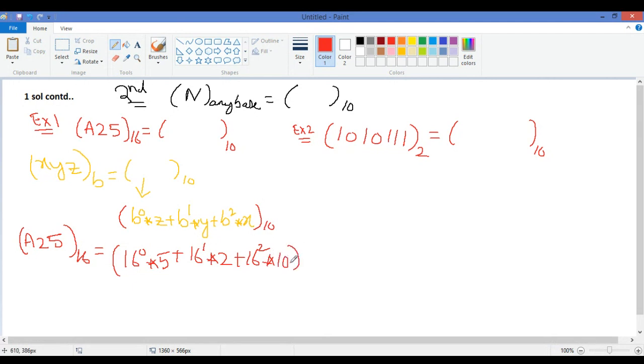Please use calculator and tell me how much is it. 16 power 0 is 1. This is 5 plus 16 times 2 is 32 plus 16 into 16 is 256. 256 times 10 is 2560. Okay, so please use calculator and tell me what is the answer. Please send me the answer.